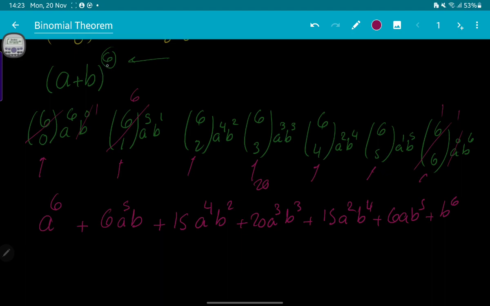Again, if we have power 6, we write the combinations starting from 6C0, 6C1, 6C2, 6C3, 6C4, 6C5, 6C6. We can do this by the calculator. For the first term, we start with a power 6, then descending, a power 5, 4, 3, 2, 1, 0. And we go back with the power of b: 6, 5, 4, 3, 2, 1, 0. And this is the answer.